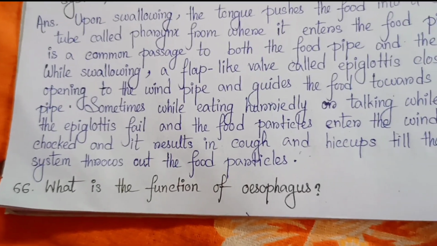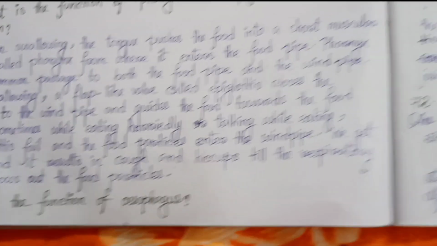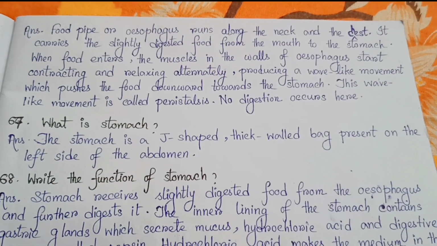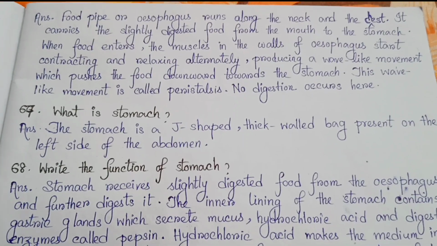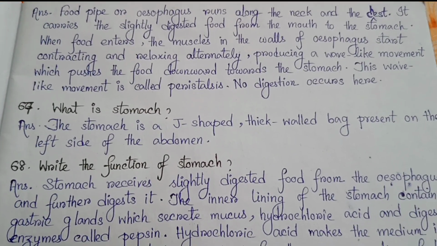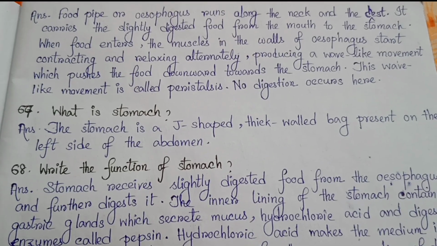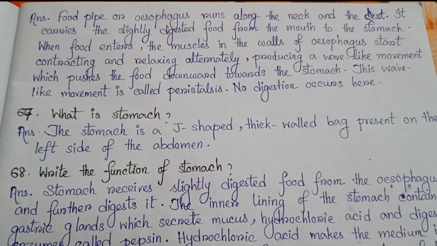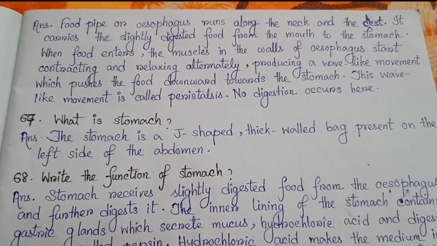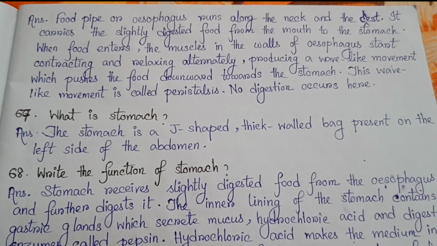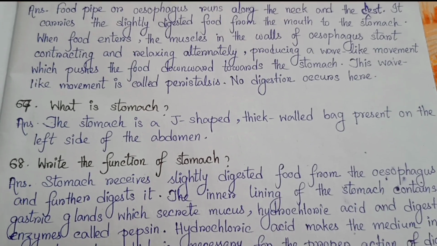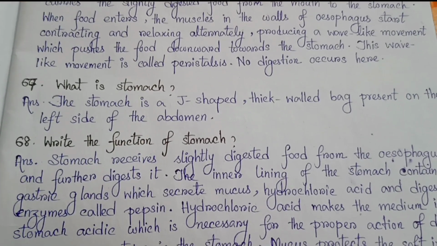From question number 66. What is the function of esophagus? Food pipe or esophagus runs along the neck and the chest. It carries the slightly digested food from the mouth to the stomach. When food enters, the muscles in the walls of esophagus start contracting and relaxing alternately, producing a wave-like movement which pushes the food downwards towards the stomach. This wave-like movement is called peristalsis, though digestion does not occur here.